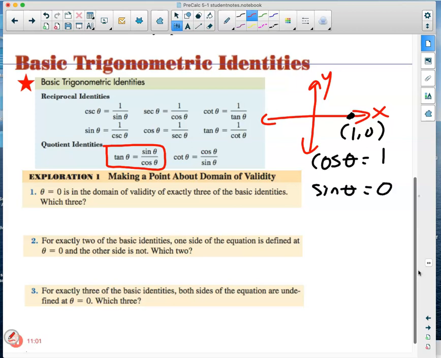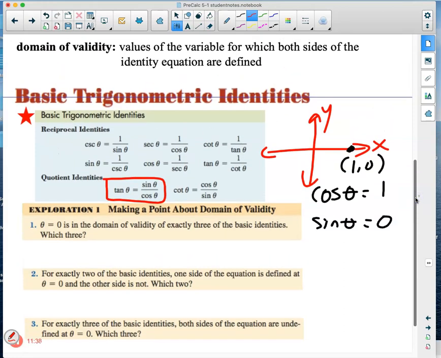It says theta equals 0 is in the domain of validity for 3 of those up there. For 3 of them, we'll get things like 1 equals 1, 0 equals 0, etc. For 2 of these, one side will be defined and the other side won't. We'll be able to get a number on one side, but the other side will be undefined. And then the third one says for 3 of these identities, both sides are going to be undefined. We won't be able to find them. And that's because 0 is not in their domain of validity. So let me show you what they're getting at.